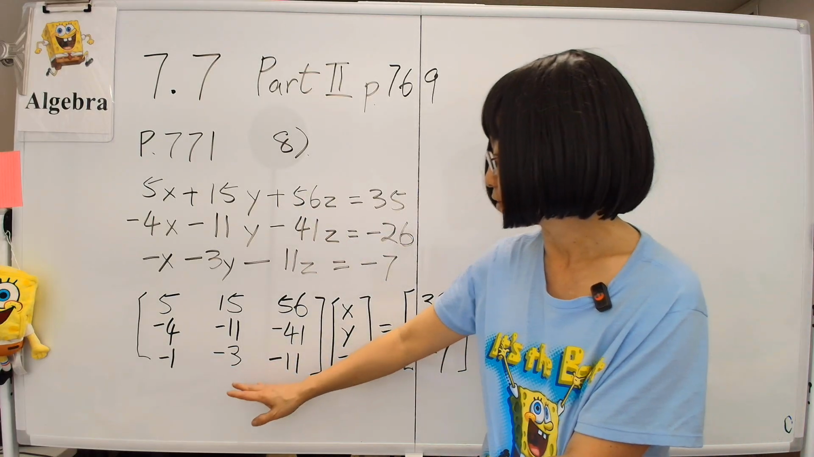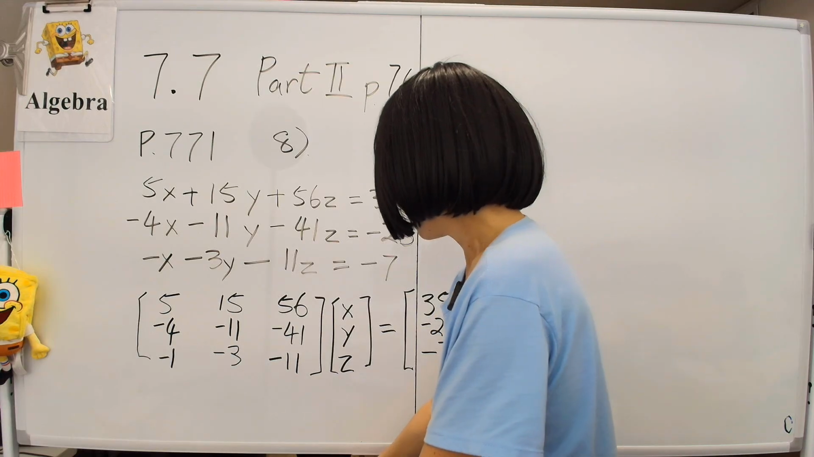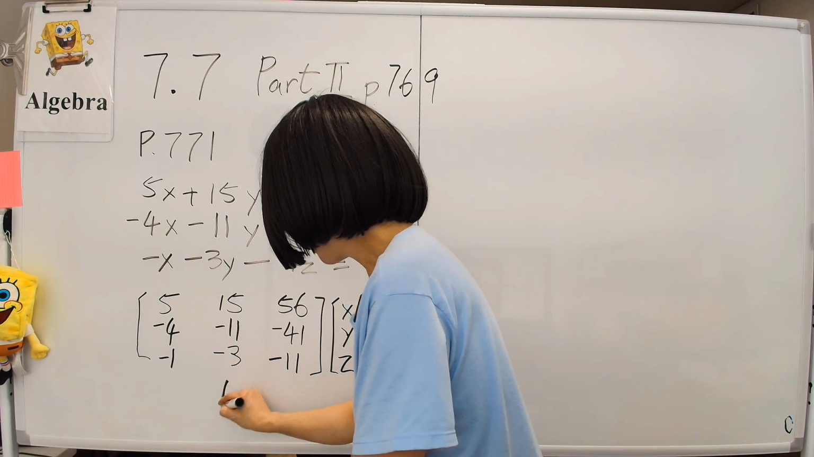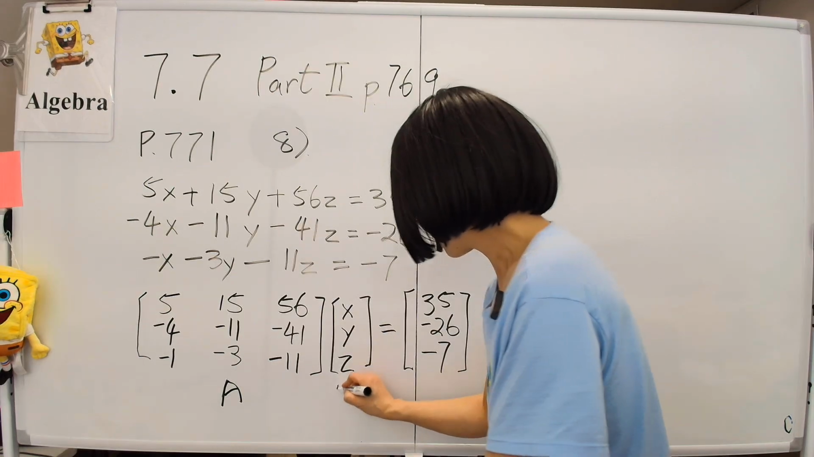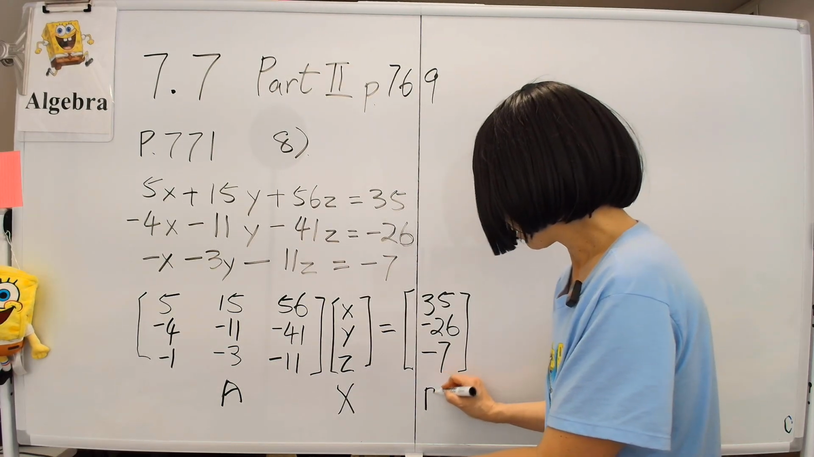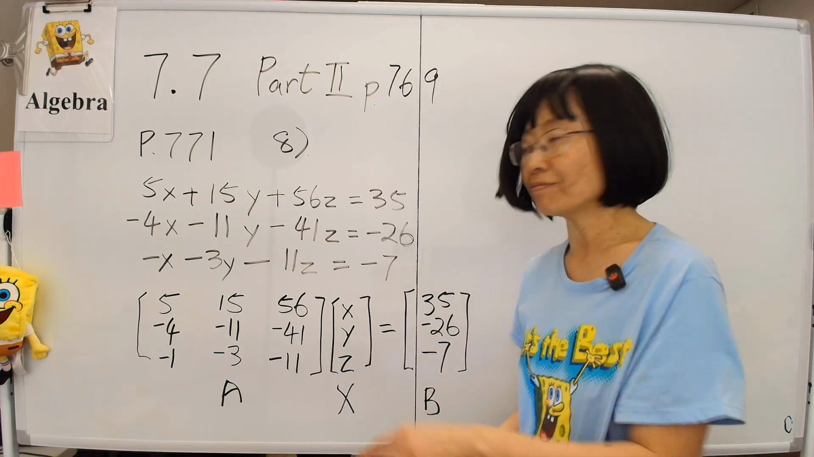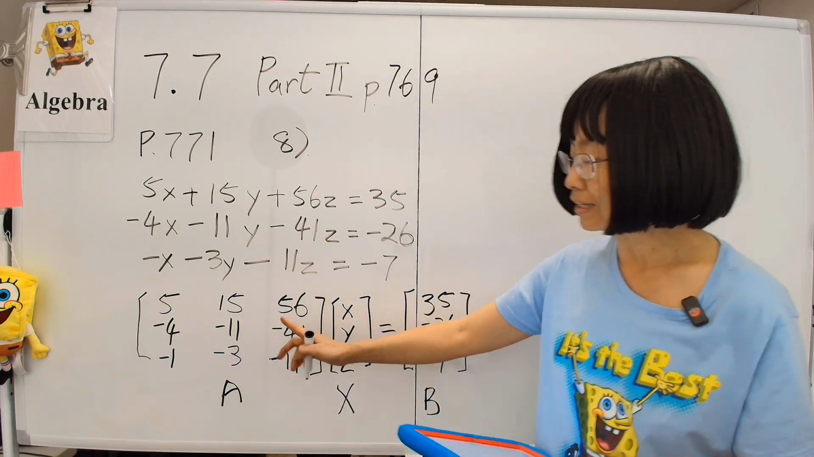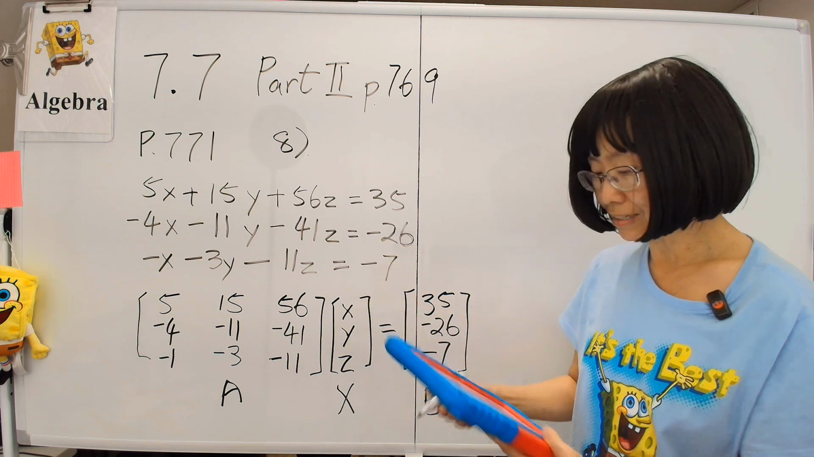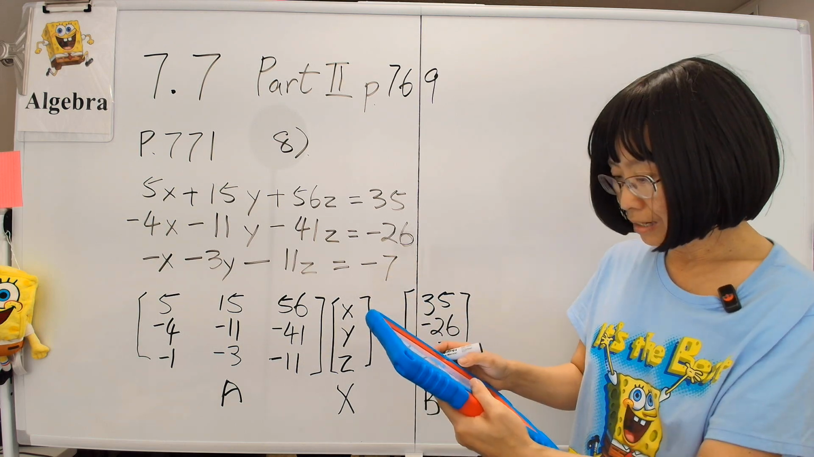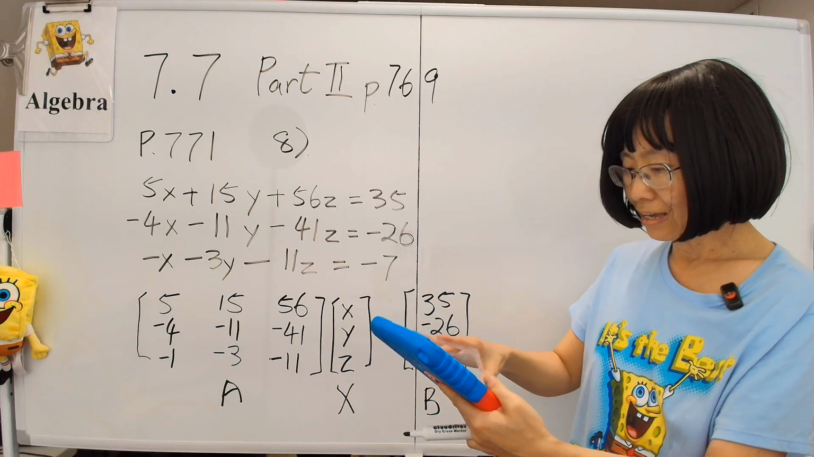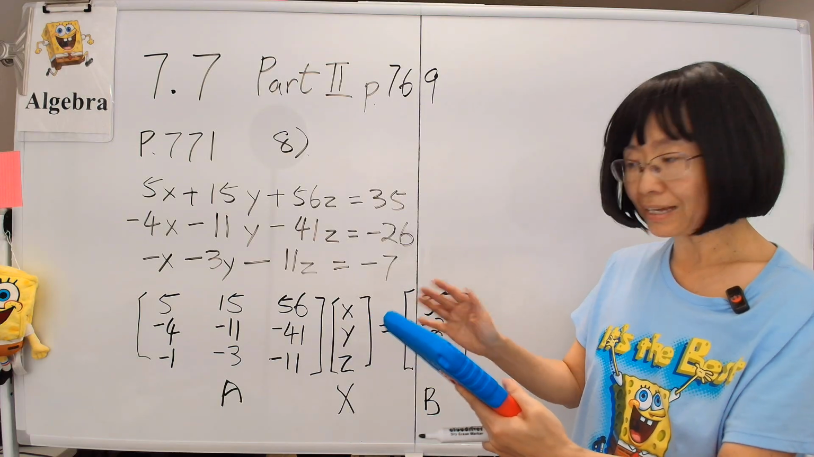So we need to find... this would be A. This matrix will be called A, and this is X, big X, and this is equal to B. Our goal right now is finding A inverse. Once we find A inverse, we'll multiply with B, and that will give us what X, Y, Z is. And we're going to do this by what the book says, by augmenting with the identity.